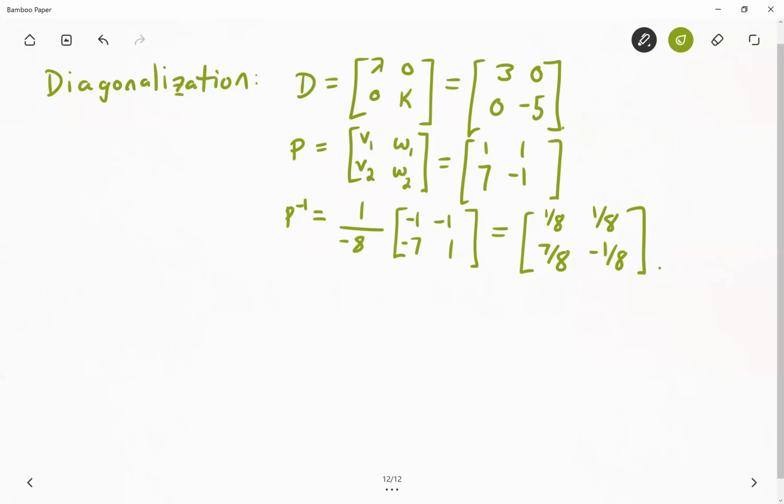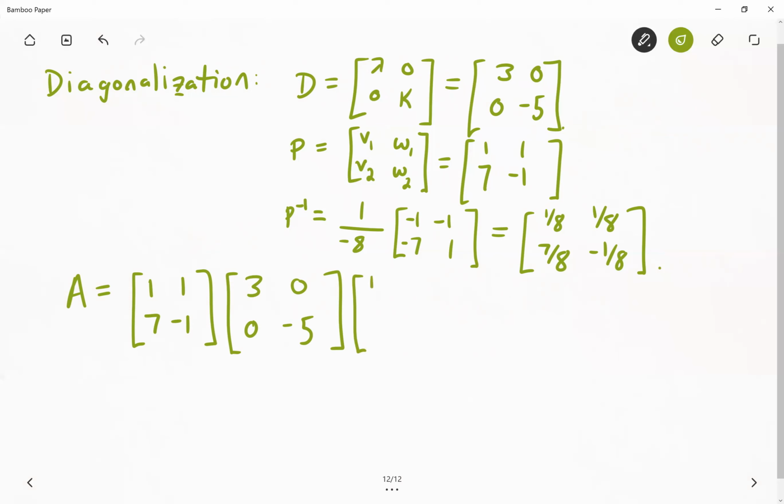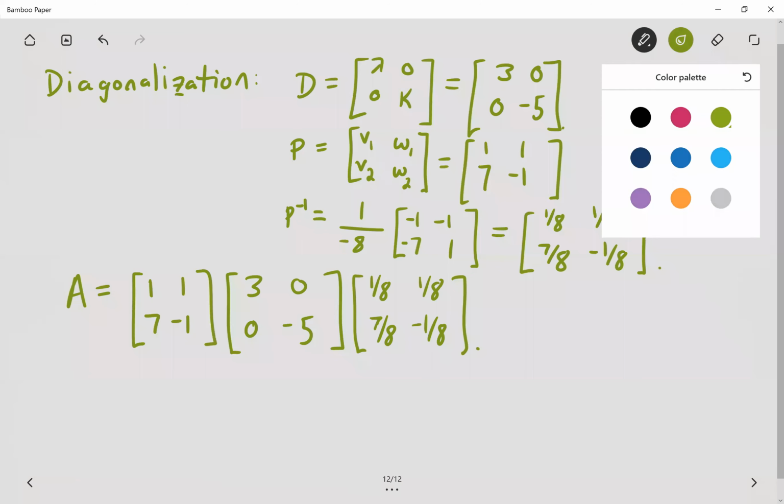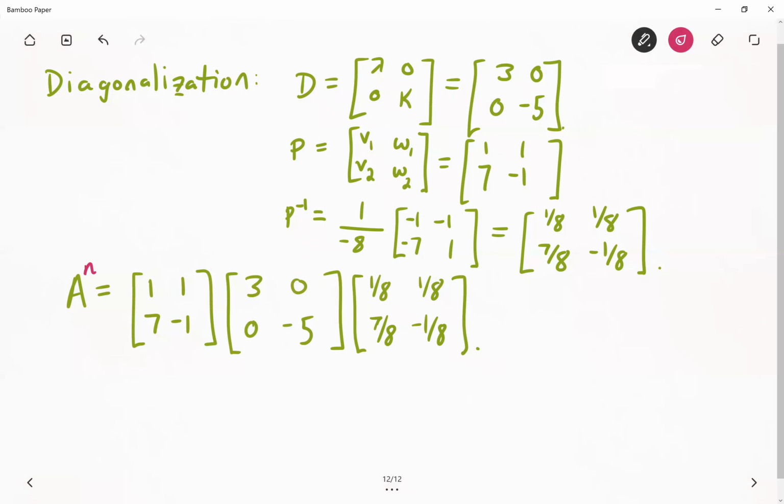All right, so we can write the matrix A as P times D times P inverse. Right? We can write A as 1, 1, 7, -1, and then D, 3, 0, 0, -5, and then P inverse, which is 1/8, 1/8, 7/8, -1/8. And as an added bonus, if we want a formula for A to the n, all we really need to do, as we've seen before, is raise D to the nth power.